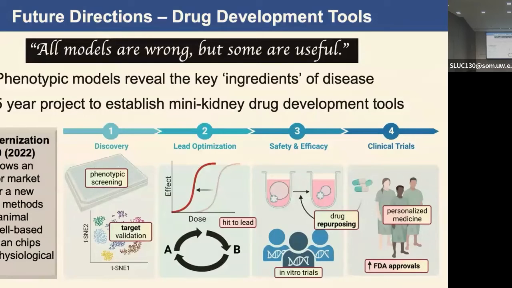So the first conclusion that I have is that all models are wrong, but some are useful. We can recognize that these are not perfect, but these phenotypic models have the potential to reveal key ingredients of disease and let us do experiments relatively quickly that we can't do in any other type of model. And we now have a 5-year project together with Dr. Himmelfarb to establish mini kidney drug development tools along these lines.